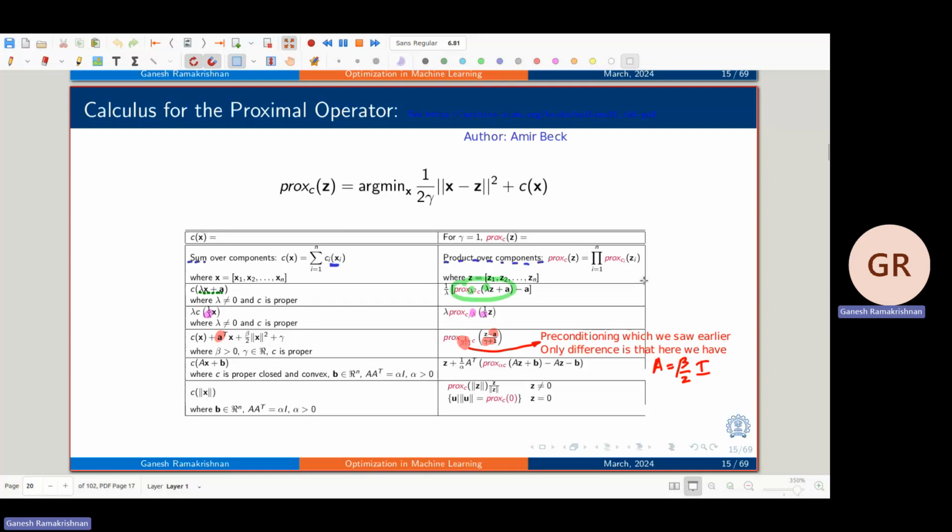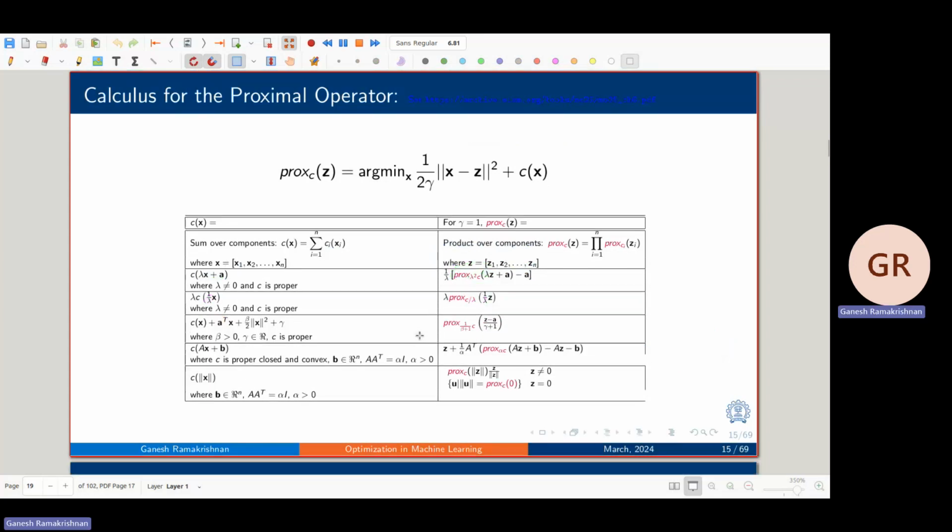And basically, what we'll have is a prox over each of these x1, x2, x3, and so on by wiping out the other components. That's the answer. Second is C of lambda x plus a. As expected, this should just be a simple linear transformation. This is just linear here, lambda z plus a minus a. But the prox is on lambda z plus a. You're computing the prox after adding a and then subtracting that a again. On the third one, you have a C of 1 upon lambda x. What this results in is division by lambda in the prox component, prox of C divided by lambda.